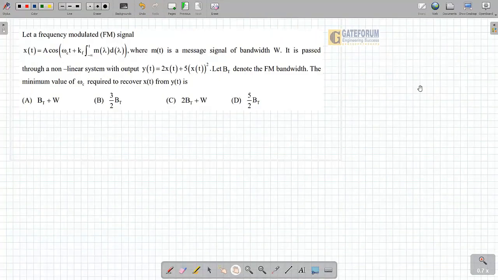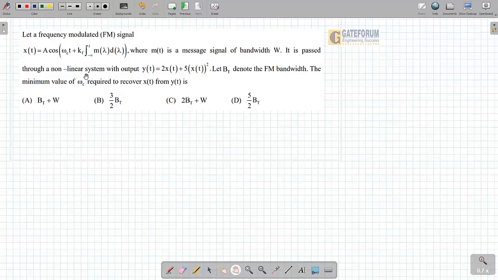Okay, let's see this question from communication system. It is from the analog communication portion of the syllabus. Let a frequency modulated FM signal be given by this equation. m(t) is a message signal of bandwidth W. It is passed through a nonlinear system with output y(t) equal to 2x(t) plus 5x(t) squared. Let B_T denote the FM signal bandwidth. The minimum value of ω_c required to recover x(t) from y(t) is how much?